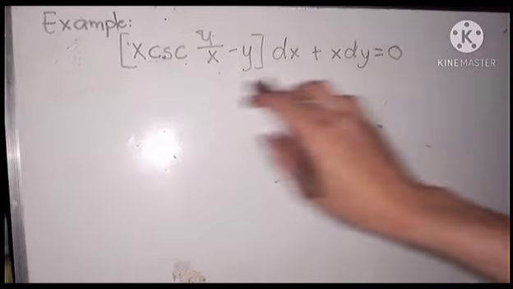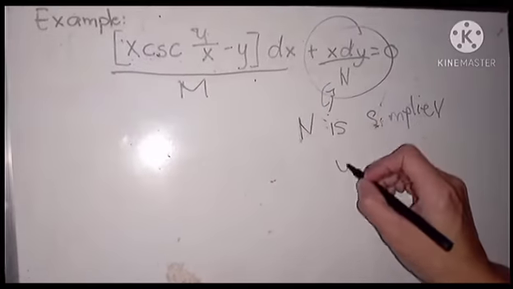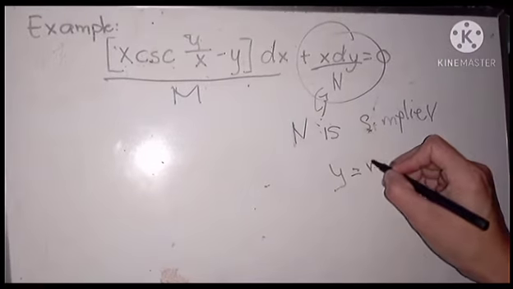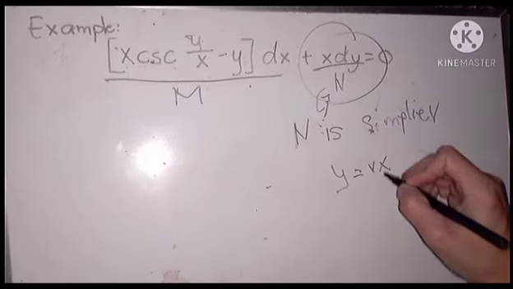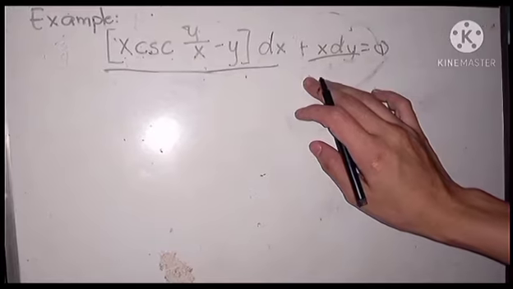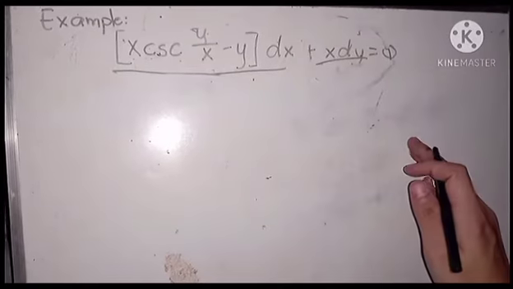Therefore, since this is the simpler, y is equals to vx, then dy is equals to v dx plus x dv. Since we already identified which among these is the N, we need to simplify this equation.